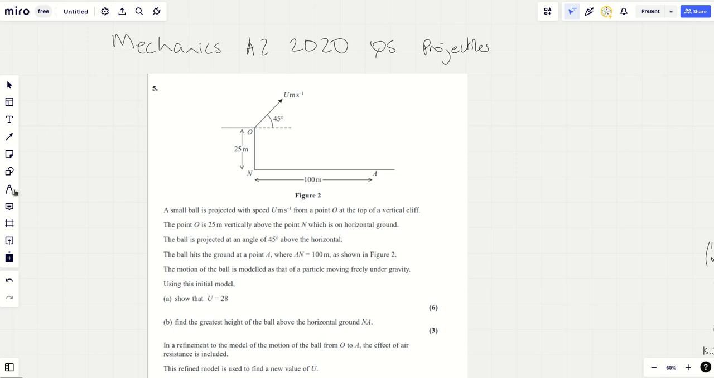Hello and welcome to another video, this time on question 5 from the 2020 mechanics paper, and it's a projectiles question. Okay, let's have a go at it. So what do we got here? We've got the diagrams in projectiles questions.